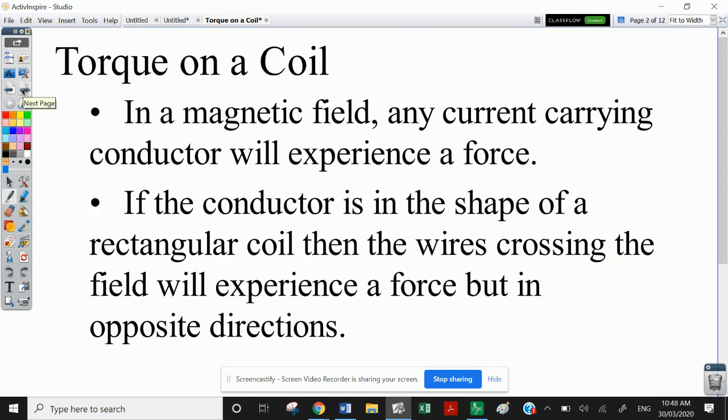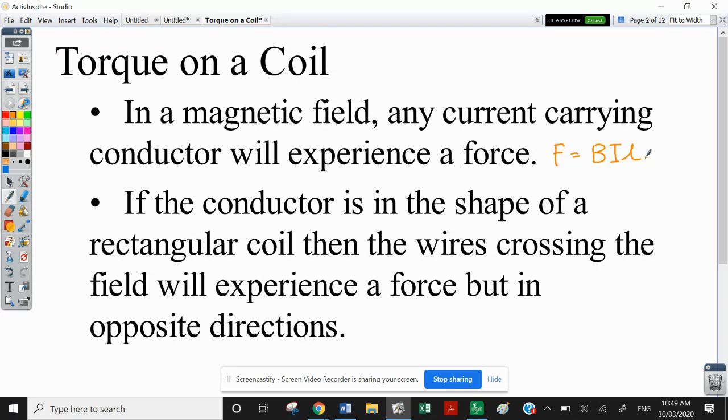Just a few notes before we get going. In a magnetic field, any current carrying conductor will experience a force. We know this as the motor effect, and this force is equal to B, I, L, and if it's not at 90 degrees, then it's a sine theta at the end of that. If the conductor is in the shape of a rectangular coil, then the wires crossing the field will also experience a force, but in opposite directions.